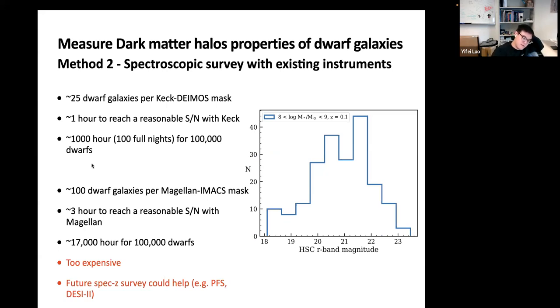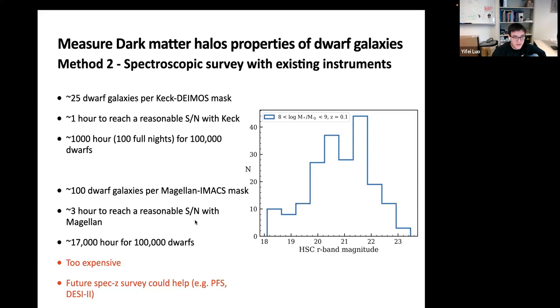Our dwarf galaxies are really faint, so we can only use an 8 or 10 meter class telescope, for example Keck, which here at the University of California we have access to. We did some estimation, and we also applied for a bunch of Keck nights for a test. It turns out we need about 100 full nights on Keck for 100,000 dwarf galaxies. So that's too expensive. I can never graduate with this kind of survey.